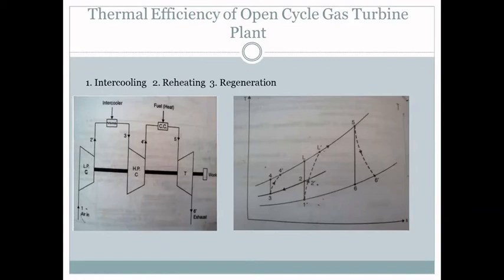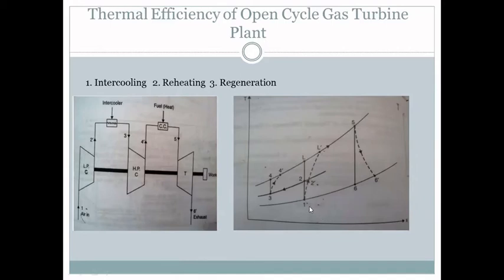A compressor utilizes the major percentage of power developed by the gas turbine. The work required by the compressor can be reduced by compressing the air in two stages and incorporating an intercooler between these two stages. Now let's analyze the TS diagram.